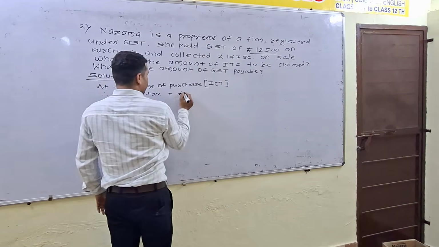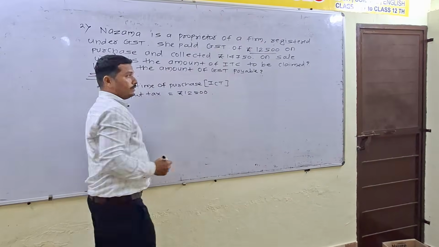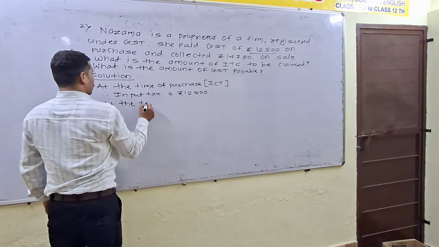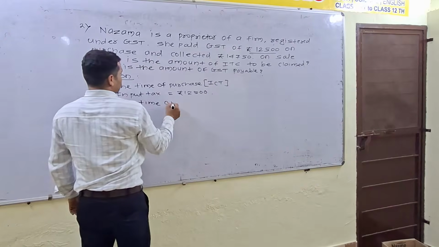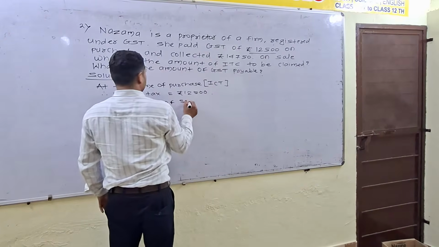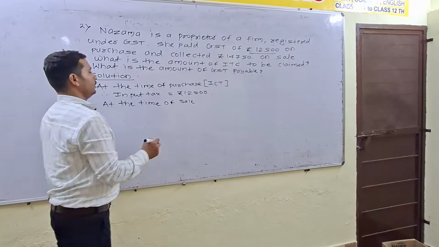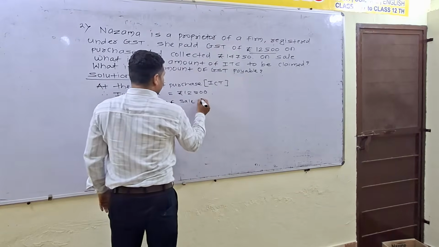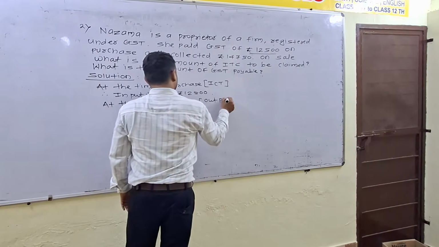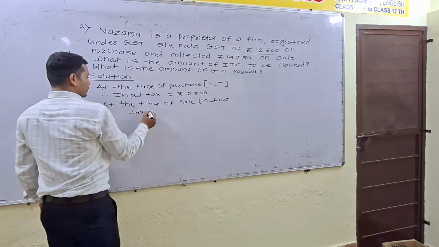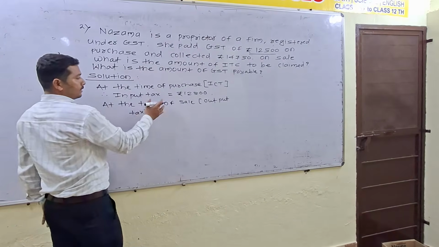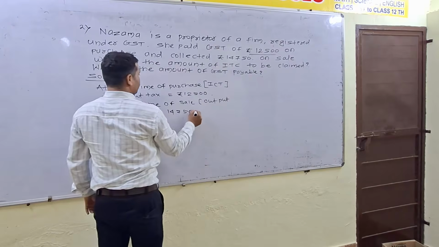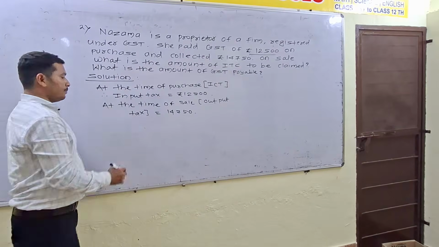12,500 rupees. Next one is the output tax, at the time of sale. Okay, what is the time of sale? At the time of sale, we call it output tax. How much output tax? Output tax is 14,750 rupees. We find the GST payable formula.